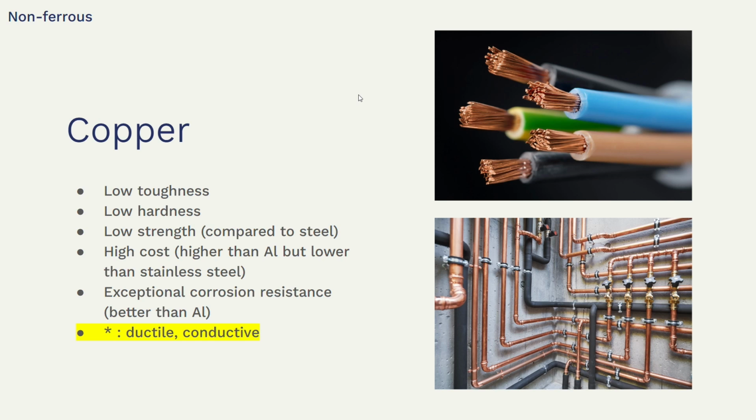Next, we have copper, which has low toughness, low hardness, and low strength, but it has a high cost, even higher than aluminum, but still lower than stainless steel. It has exceptional corrosion resistance, even better than aluminum, and it is both ductile and electrically conductive, which is why it's used in electrical wiring, as mentioned earlier, and plumbing.